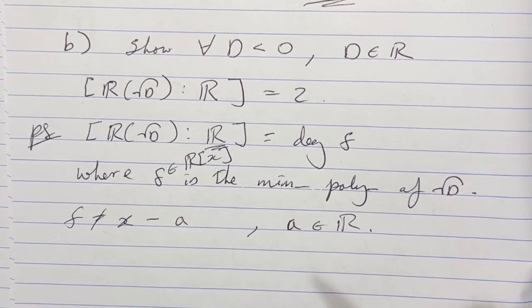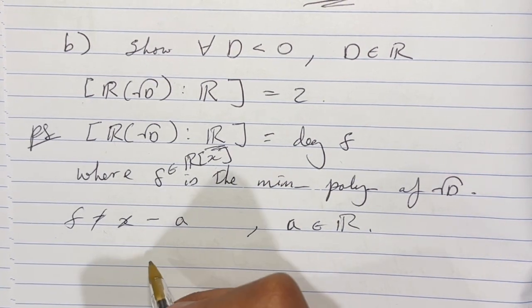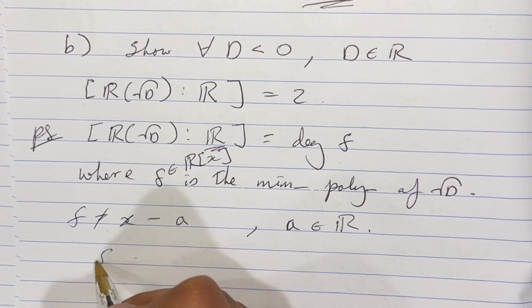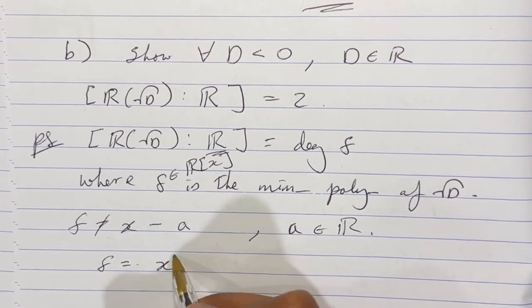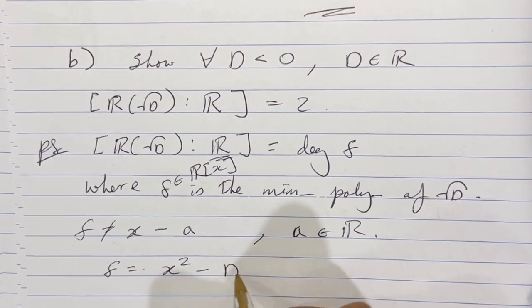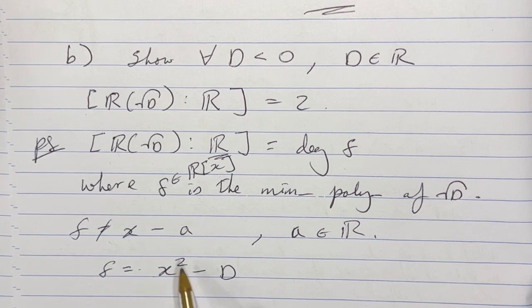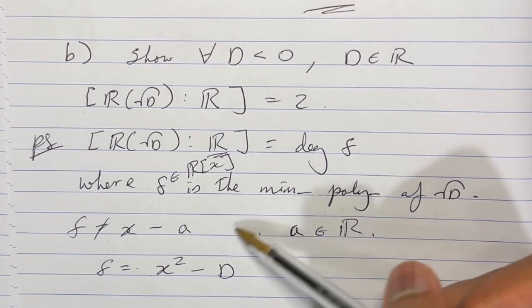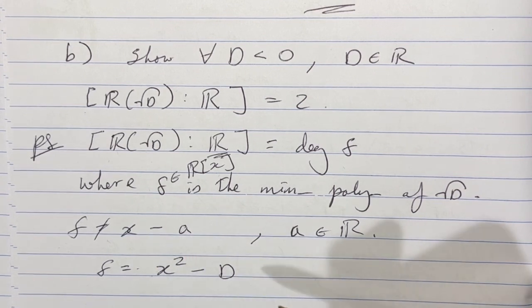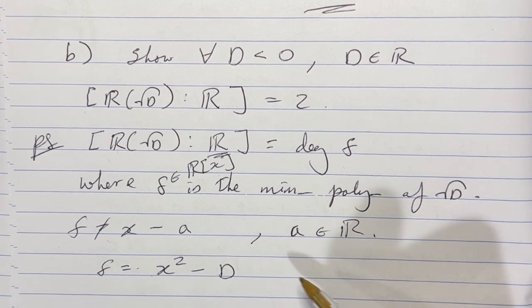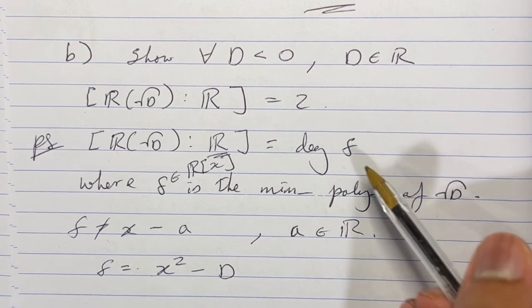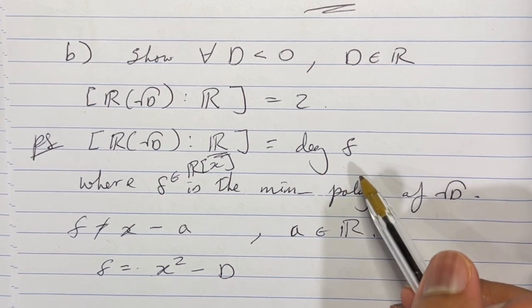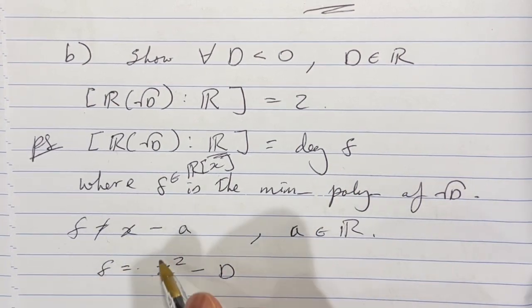But what about degree 2? Well, in this case it does work, so we can do f is equal to x squared minus d. And in this case, if you plug in the square root of d, then this becomes 0. And since we showed it can't be degree 1, but there is an example of degree 2, then the degree of the minimal polynomial is 2. In fact, this is the minimal polynomial because it's monic.